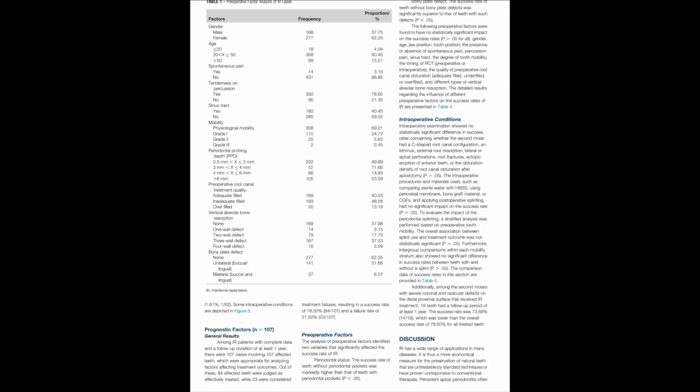of preoperative mobility grade, and no cases of ankylosis or external root resorption were observed during follow-up, and the key prognostic determinants were periodontal health status and integrity of the bony plate.